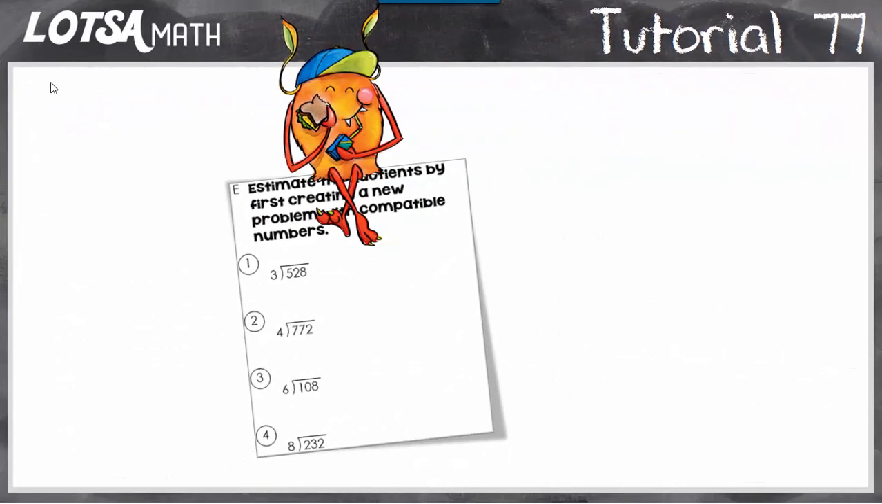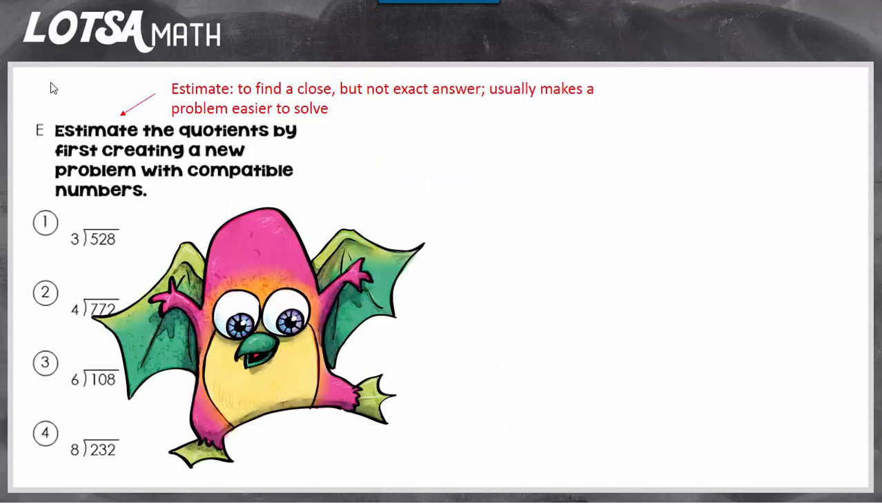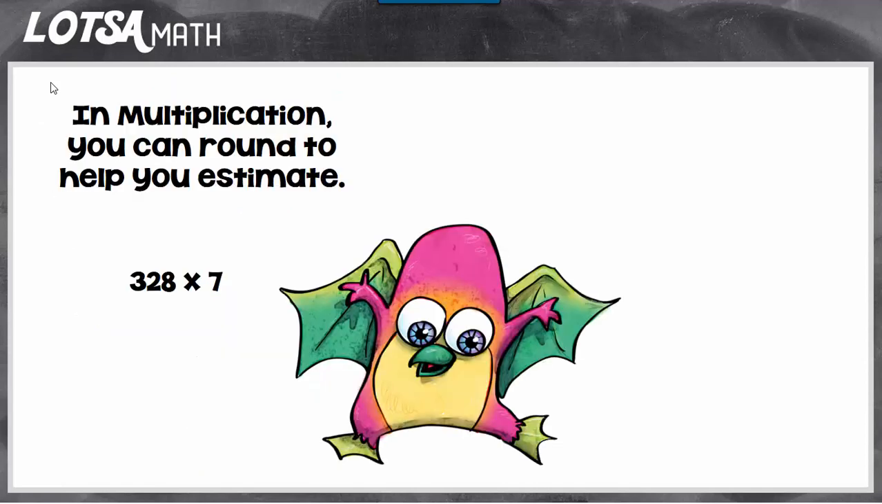For these questions, you're going to estimate quotients by creating compatible numbers. To estimate is just to find a close but not exact answer. Estimating makes a problem easier to solve, so you can do it quickly and probably in your head.